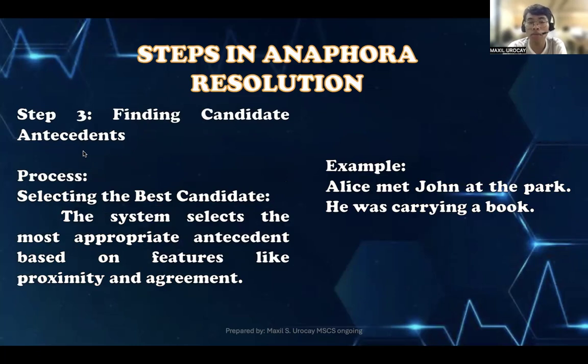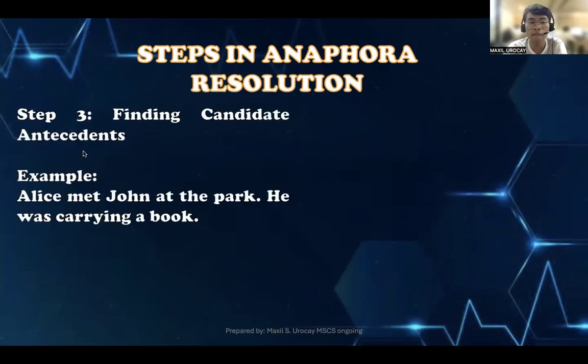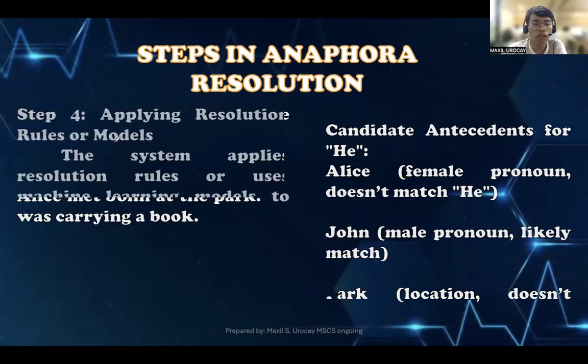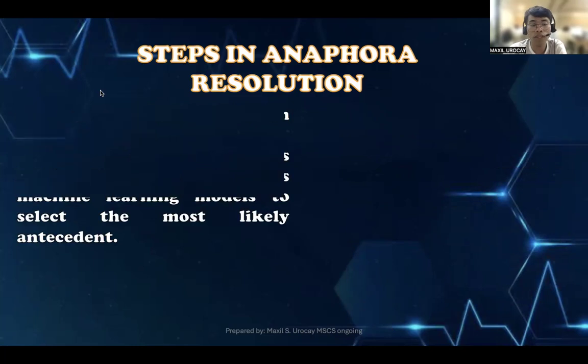The example here: Alice met John at the park. He was carrying a book. In that one, the candidate antecedents will be Alice, but the female name doesn't match the he. We have John, a male name, which likely matches. And park, a location, doesn't match with he. So in terms of that, you're considering all of those possibilities.